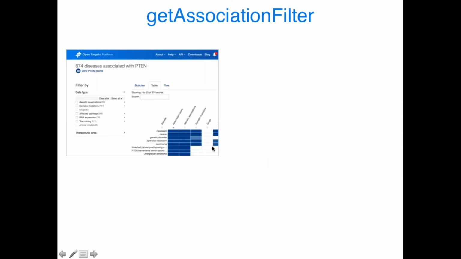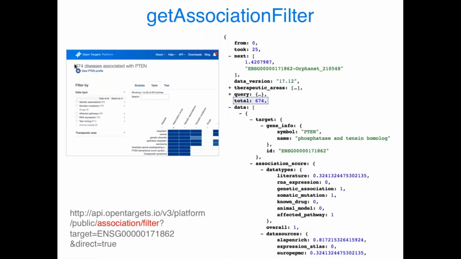The other thing that I can do, so again, in the browser, I will get a heat map listing all the diseases that are associated with PTEN. So the latest version of our database shows 674 diseases. And this is the endpoint, the REST API call that will mimic the association table that I can get from the browser. So here we are, I've got a total of 674 diseases, and I can get the association score for each of the data sources.